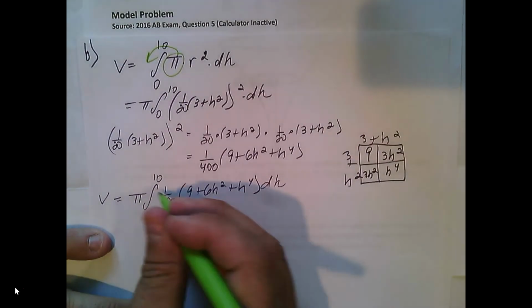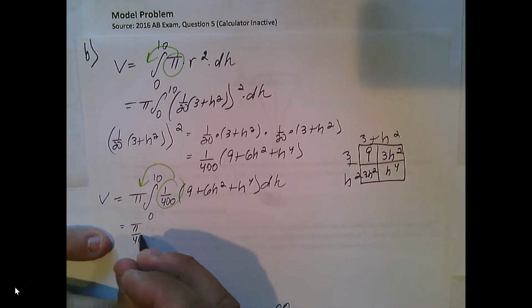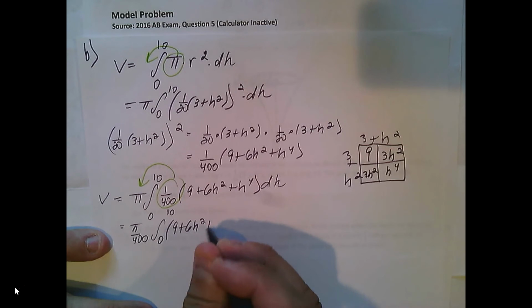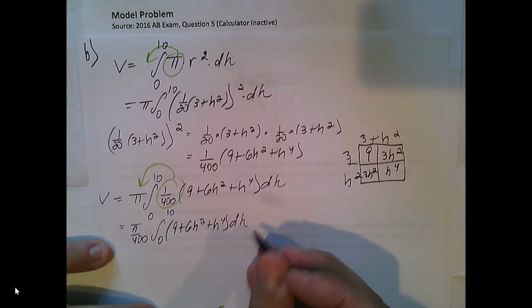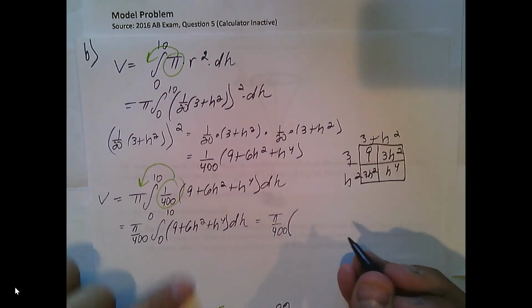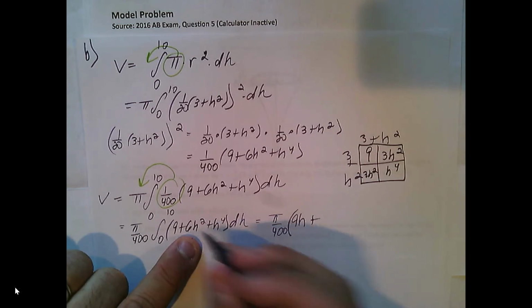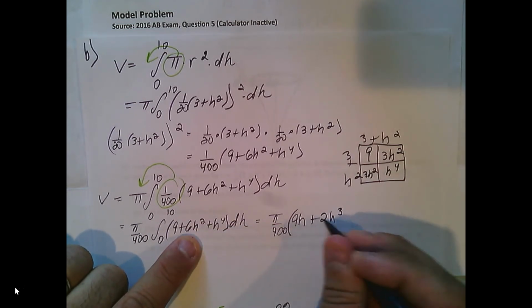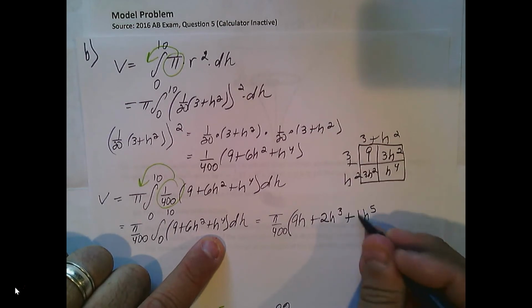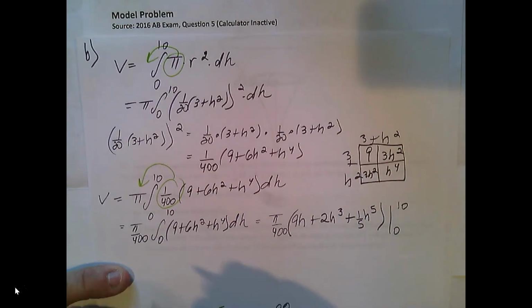That 1 over 400 is a constant. I'm going to move it out in front. Pi times 1 over 400 is pi over 400. Integrate from 0 to 10, 9 plus 6h squared plus h to the 4th dh. The pi over 400 stays right where it is. The integral of 9 with respect to h is 9h. The integral of 6h squared with respect to h, add 1 to the power, and divide, so now you have 2h cubed, plus the integral of h to the 4th, add 1 to the power, and divide, 1/5 h to the 5th. You're going to evaluate from 0 to 10.